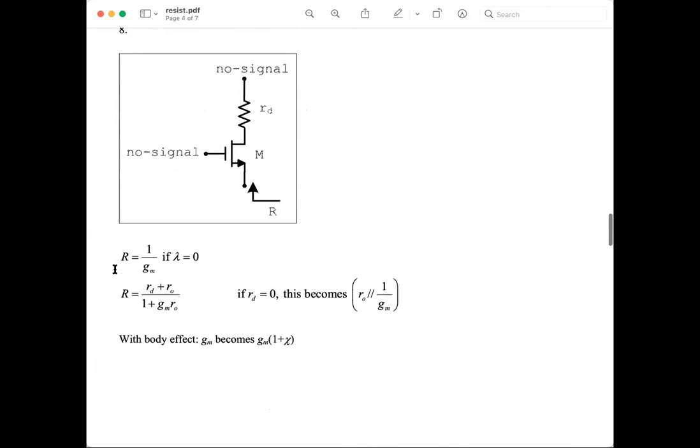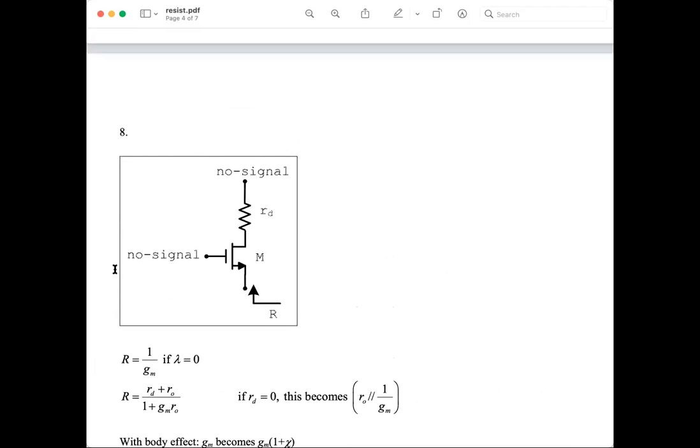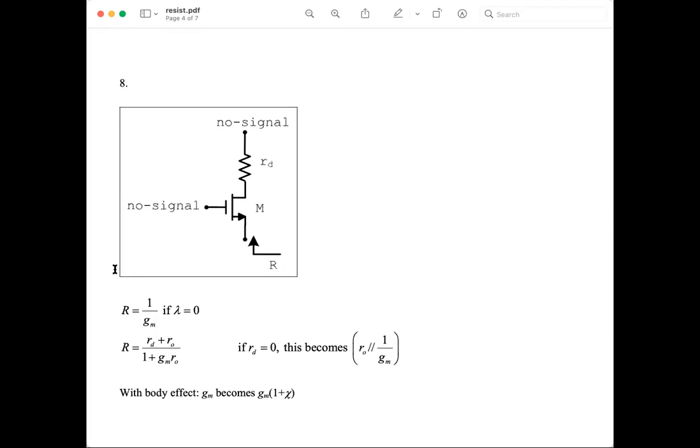So what do I need now for the cascode? I go back to this. Q2 is like M here in this circuit. So I'll use the formula to find the input resistance for the common gate stage in the cascode consisting of Q2. So the input resistance, I have a formula here, is 1 over Gm if lambda is 0, or Rd plus Ro over 1 plus Gm Ro. So this is the more general formula. And we're not told that lambda is 0, so I'll have to use it.